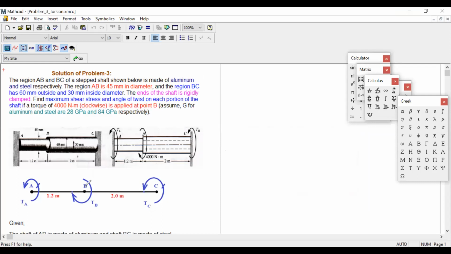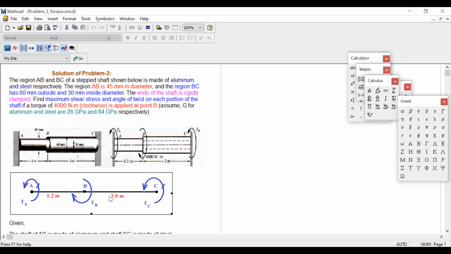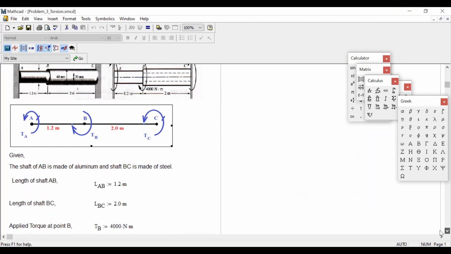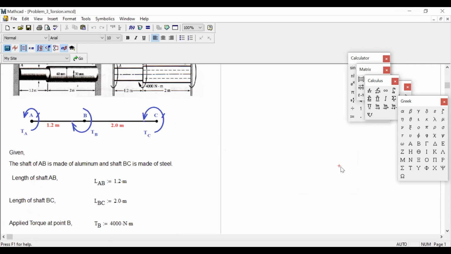So you see right over here, in this figure, I should just make a simplified view. At point B, TB, we have 4,000 Newton meter. At point C, opposite direction of this one, TC, and this one opposite direction of this one, TA. Now, you figure out what data is given.